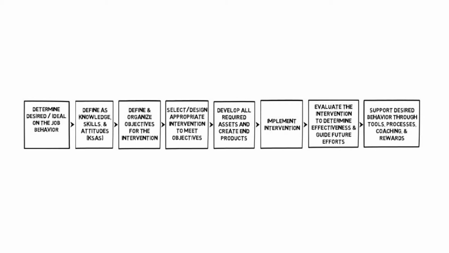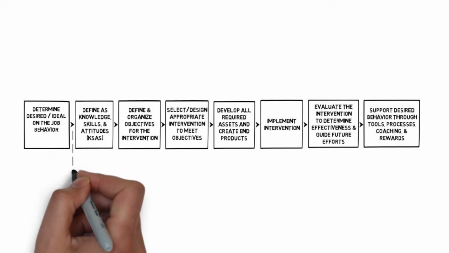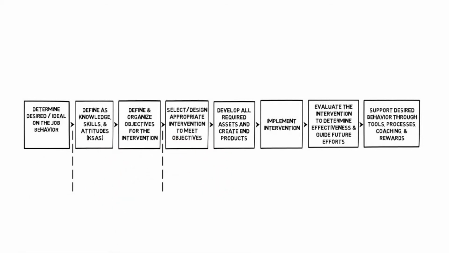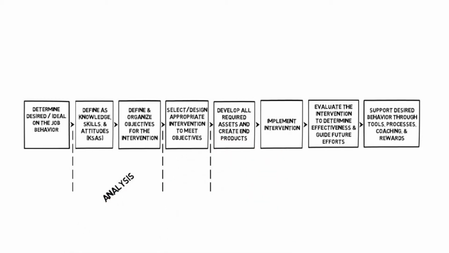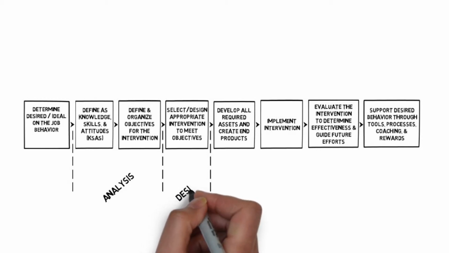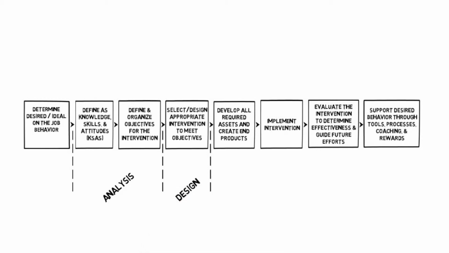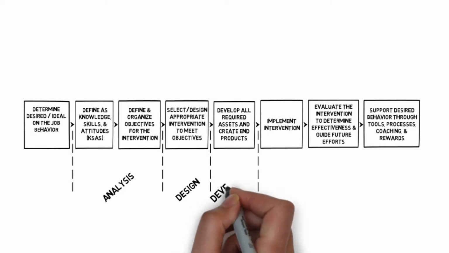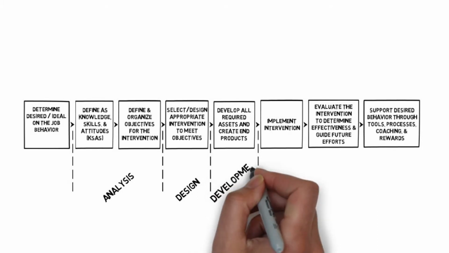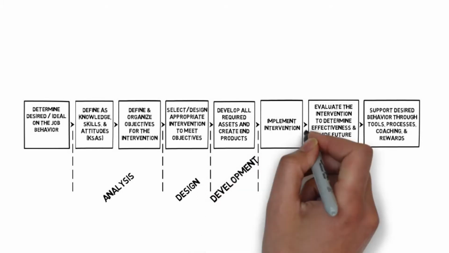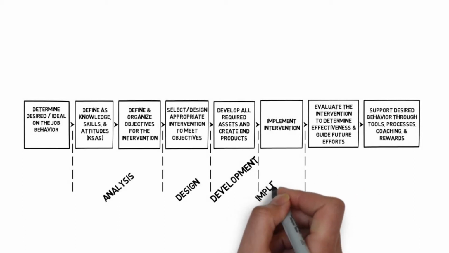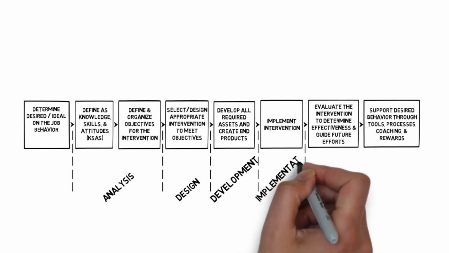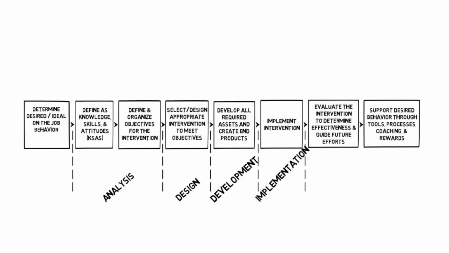Let's see how this overall process breaks down. Defining the knowledge, skills, and attitudes, or KSAs, and creating objectives is the baseline for your analysis. Selecting or designing an appropriate intervention to meet those objectives is the design phase. Developing all the required assets, graphics, text, scripting, audio, video, and programming any e-learning, is the development phase. Piloting the intervention and making revisions is often the first step of implementation. Implementation is achieved when the intervention is released into the target population.